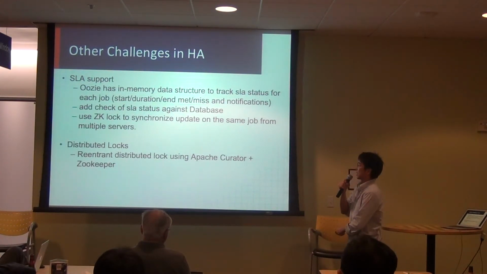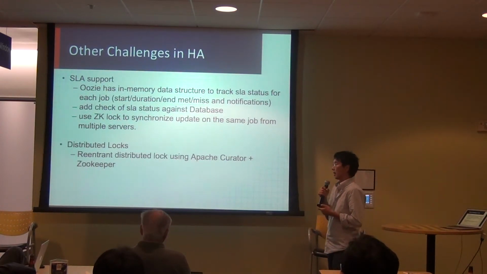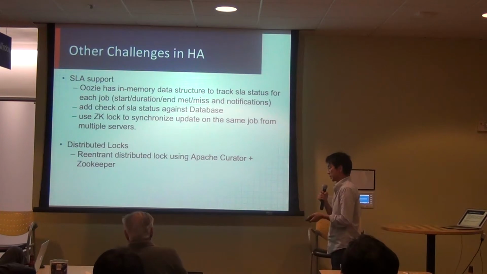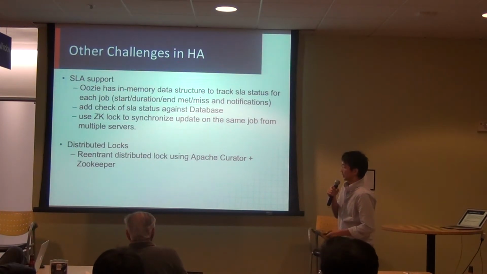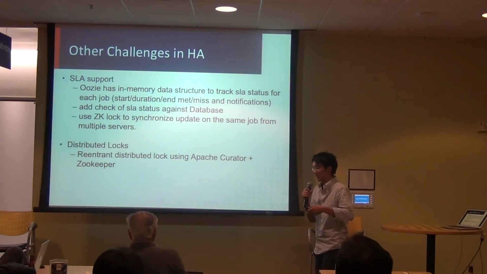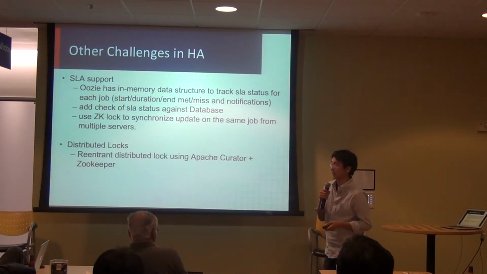And in order to do that, Oozie has an in-memory data structure to keep track of the SLA status for each job. That includes whether a notification was sent, and the start time or end time, those kinds of information. Each Oozie server keeps this in-memory data structure and iterates through it to check job status.